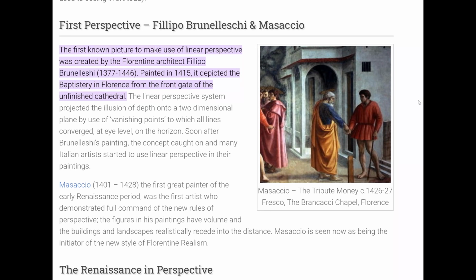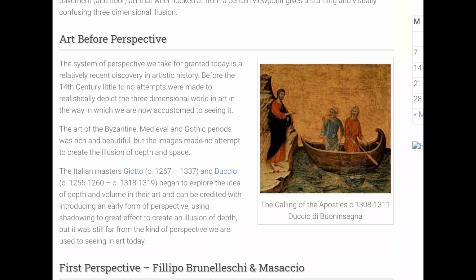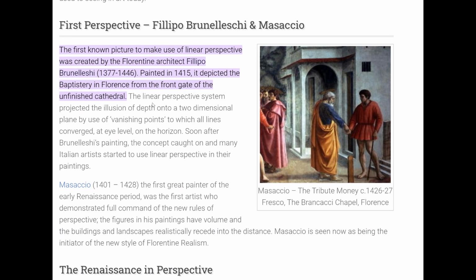So let's go ahead and take a look at the history of perspective. It kind of all starts with this Brunelleschi figure and Masaccio, if they were real people. And it's interesting, they bring up here that even in the past, the medieval artists did try to do some things with shadowing to create depth, but it's not the same as what these artists were doing. The linear perspective system projected the illusion of depth onto a two-dimensional plane by the use of vanishing points, to which all lines converged at eye level on the horizon. Soon after Brunelleschi's paintings, the concept caught on and many Italian artists started to use linear perspective in their paintings.